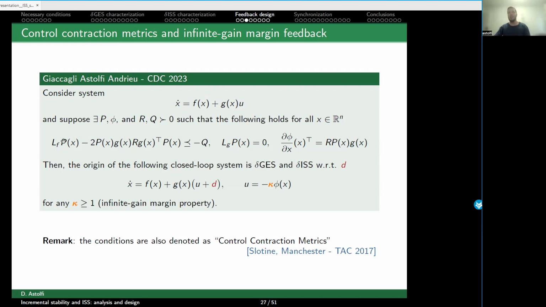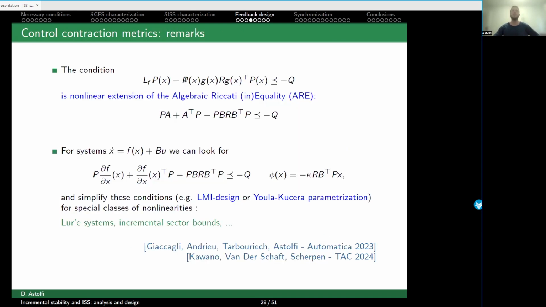So the three conditions that we have here, which are also denoted in the literature as control contraction metrics, are the following. The first condition is L_f P minus P G G transpose P smaller than minus Q. Now, if we specialize this condition to the linear case, we immediately recover the algebraic Riccati inequality. So basically in the linear case, it means that if (A,B) is a stabilizable pair, then the algebraic Riccati inequality has a solution for any Q, and therefore we can design a feedback law. This is somehow a natural extension in the contraction framework.